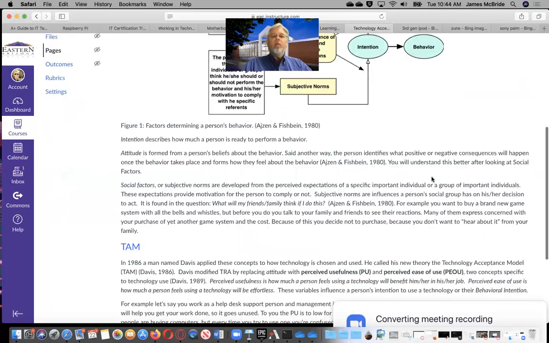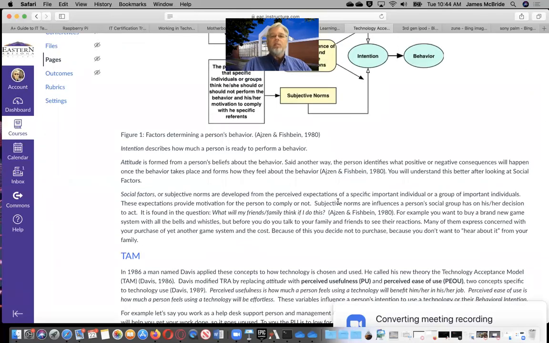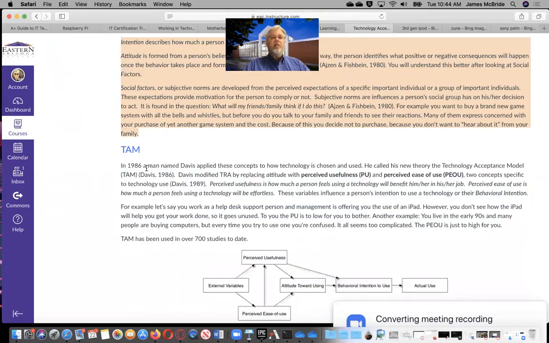So we're not really concerned about this. It's not like a psychology thing. I would read this, honestly, because I describe it a little differently here, and it's good to hear it different ways. But in 1986, this guy named Davis, he developed something based off of TRA, which is TAM, Technology Acceptance Model, and he changed it just a little bit.